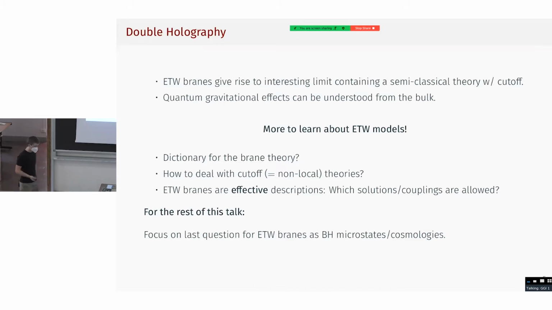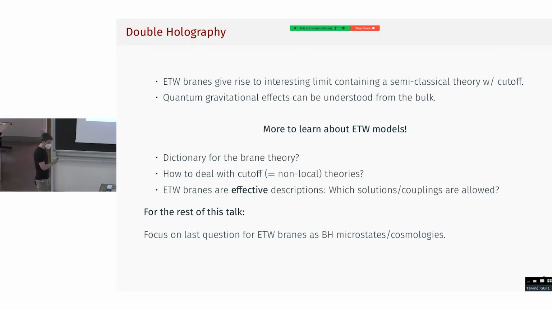Namely, that we have these models of double holography with end-of-the-world branes, and they have some interesting limit where they contain a semi-classical gravitational theory, which is only an effective theory. But they have this additional power that quantum gravitational effects, like the island formula, can be understood from the bulk. And so that should be motivation enough to learn more about these end-of-the-world brane models. And there's a couple of questions we can ask.